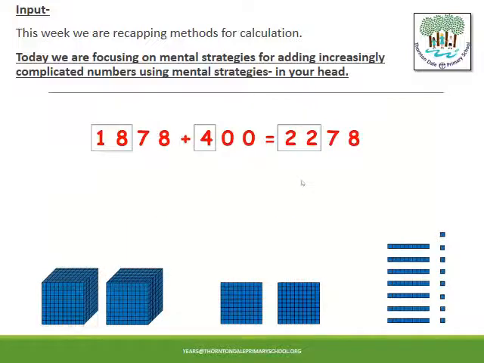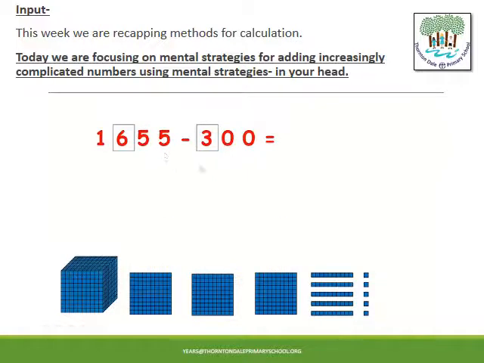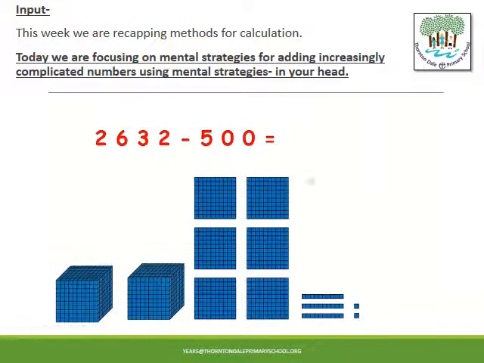Okay, so that's for addition. It's the same kind of principle for subtraction as well. So 1655 subtract 300. We've got 600s, we're going to take away 300s. So that takes away 1, takes away 2, takes away 3. So now we've got 1355, because 600 take away 300 is 300.